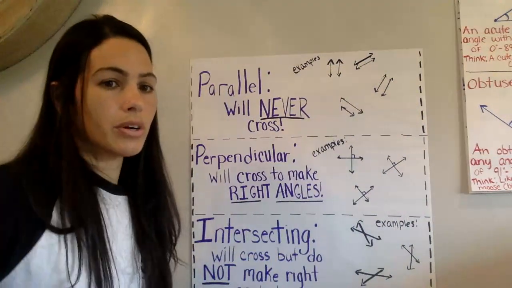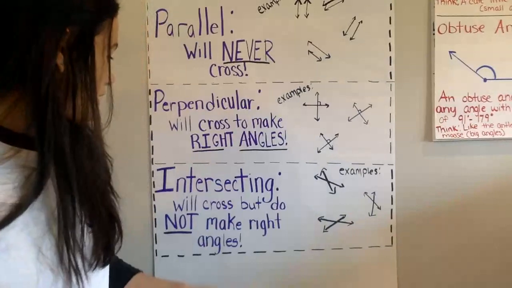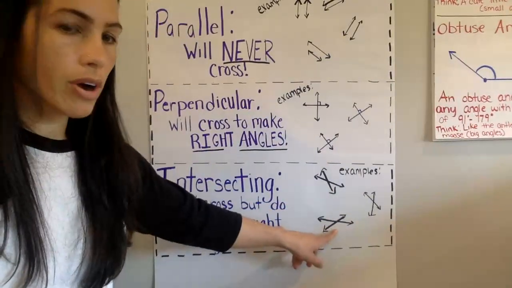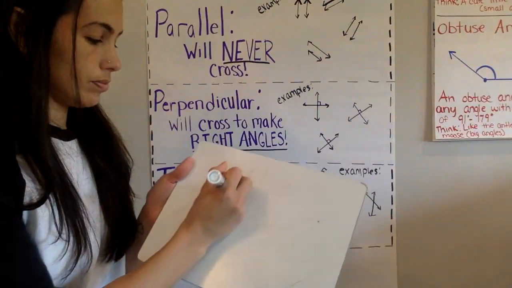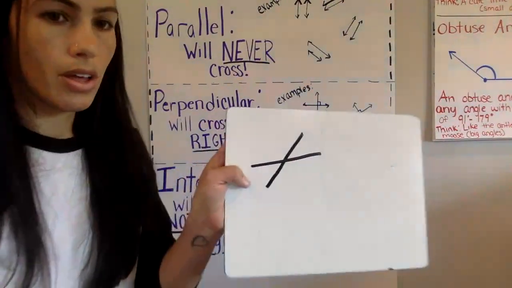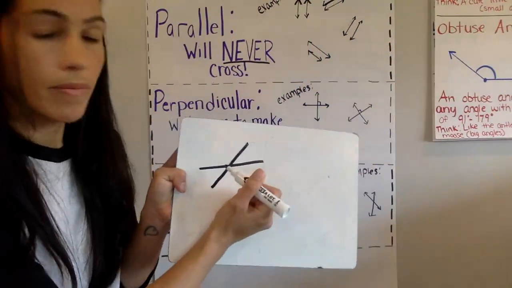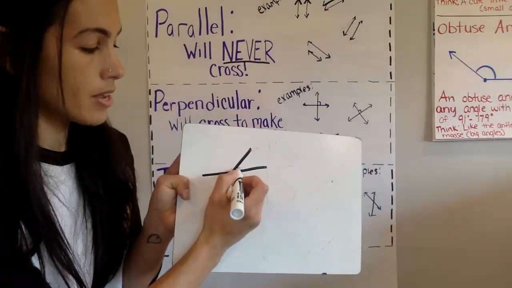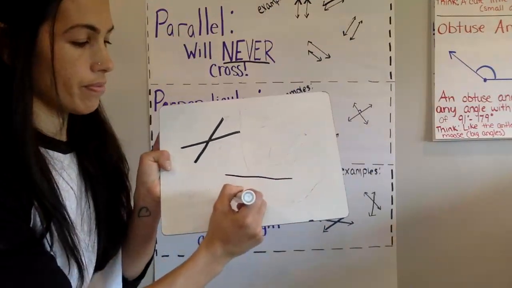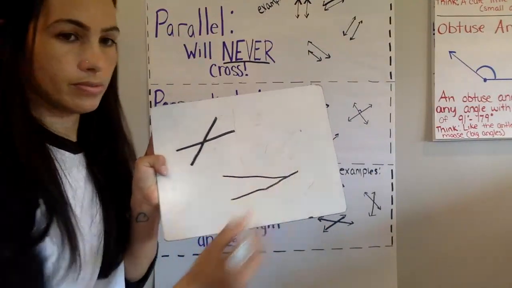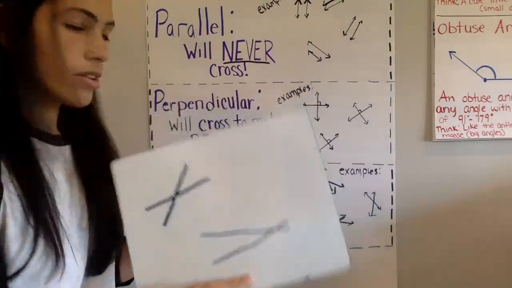And then our last word was intersecting. Those are just two lines that will cross. They're always going to cross, but they're not going to make a right angle. So this is intersecting lines. Notice that if I was to measure this with my protractor, it would not be 90 degrees right here. So that's intersecting lines. They're not 90 degrees, okay?